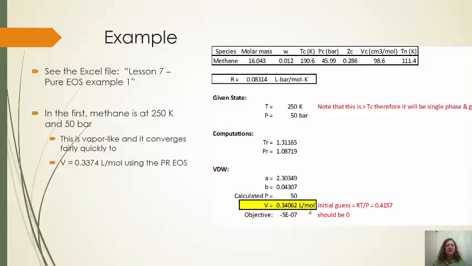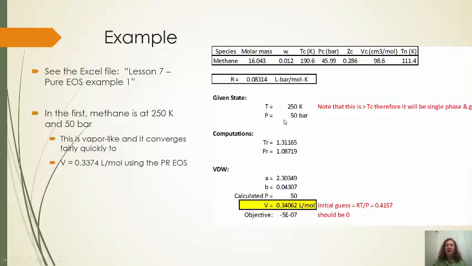So the first one of these is methane at 250 Kelvin and 50 bar. And since this is above the critical temperature, this is the data for methane up here, it's above the critical temperature, so I think that this one will be vapor-like. Okay, it'll be a single gas or a single phase, and it will tend to be gas-like because it's at a fairly high temperature. High temperature tends to be more like a gas. And so I put in my numbers.